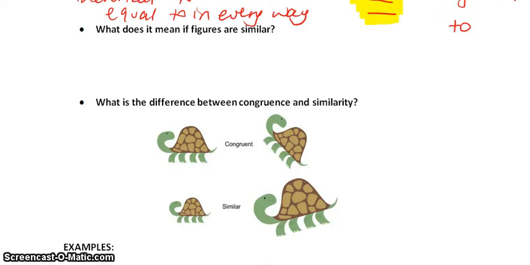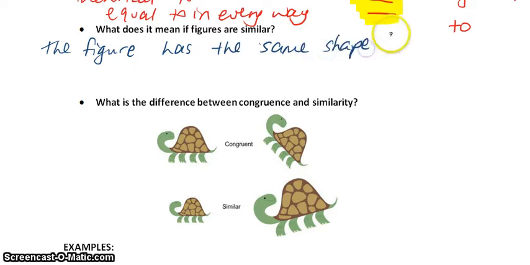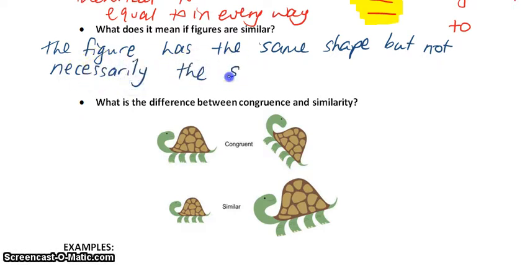What does it mean if figures are similar? Well, if figures are similar, then that basically means that the shape or the figure has the same shape but not necessarily the same size. So similar figures can be the same shape. For example, this triangle and this triangle here can be similar, but they're not the same size.